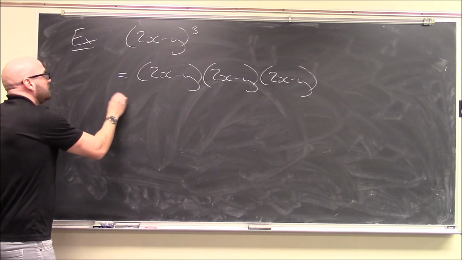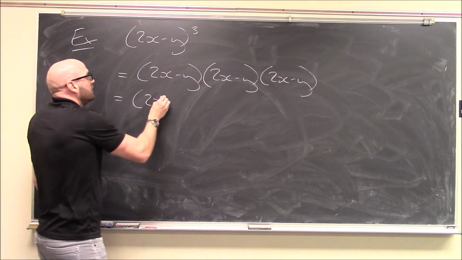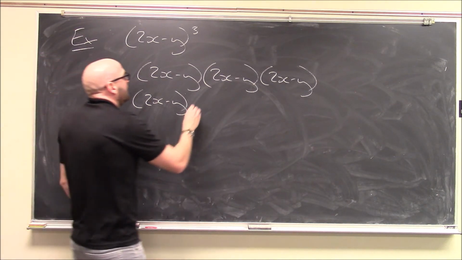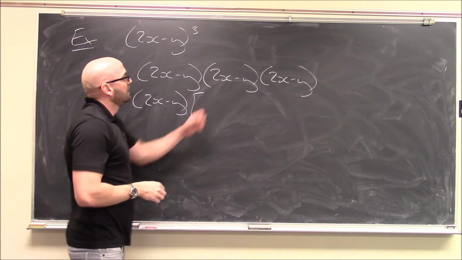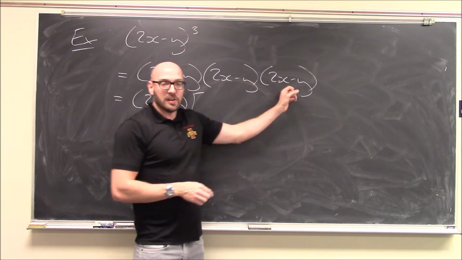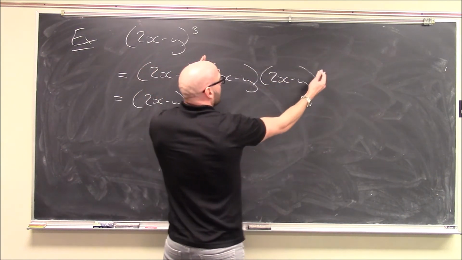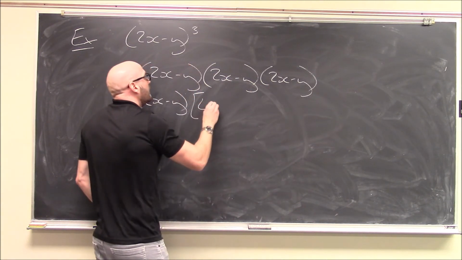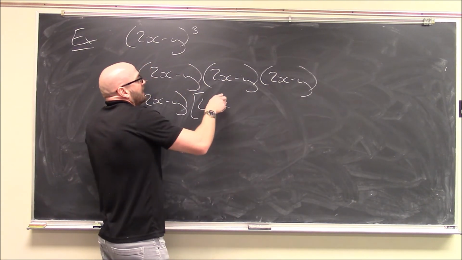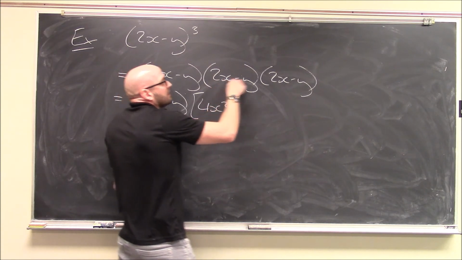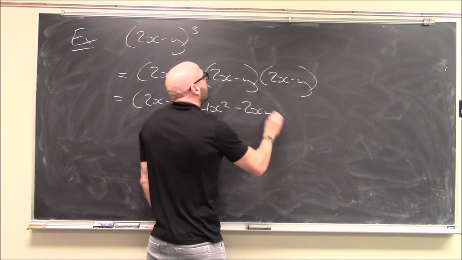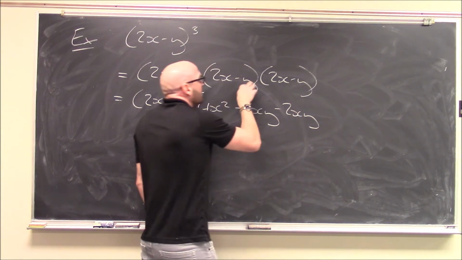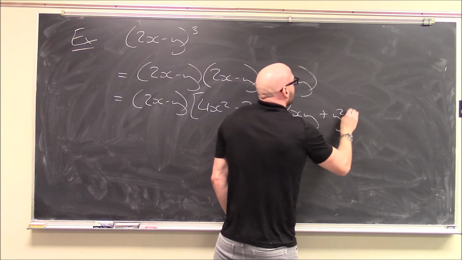And what I can do is just forget about this first binomial for a second. And here, with these two, we'll just FOIL this out. So we'll just handle this multiplication separately. Alright, so FOILing this really quickly, we've got 2x times 2x is 4x squared. Then we've got the outside terms, 2x times minus y is minus 2xy. Here we've got minus y times 2x is minus 2xy. And then minus y times minus y is plus y squared.